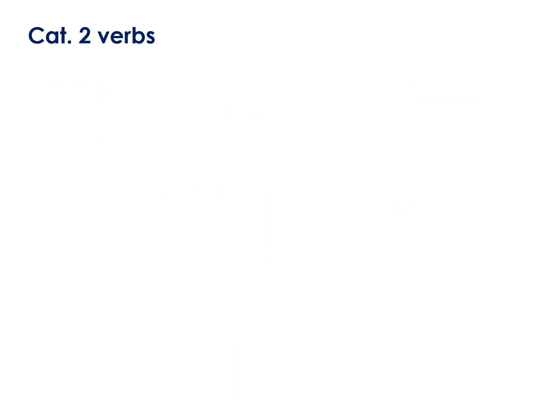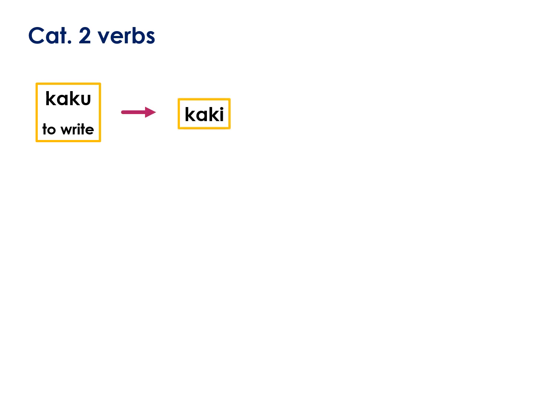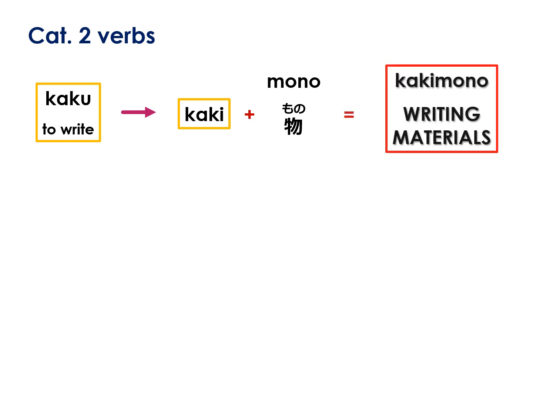Now let's look at Category 2 verbs. Our first verb is kaku, which means to write. Changing the ku to ki, we form the conjunctive kaki. Adding mono to it, we get kakimono, which means writing materials, such as pencil, pen, crayon, marker, and so on.